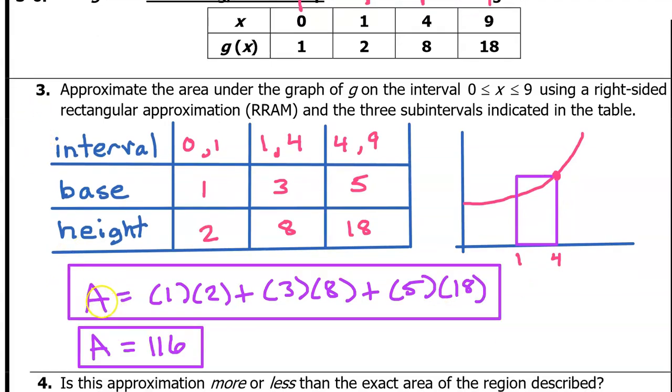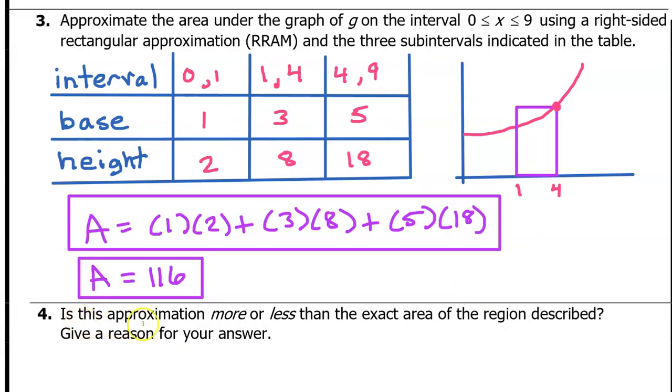For a free response question, you can just leave your answer like this. But just in case we have a multiple choice question, the area is 116. Number 4, is this approximation more or less than the exact area of the region described? Give a reason for your answer.